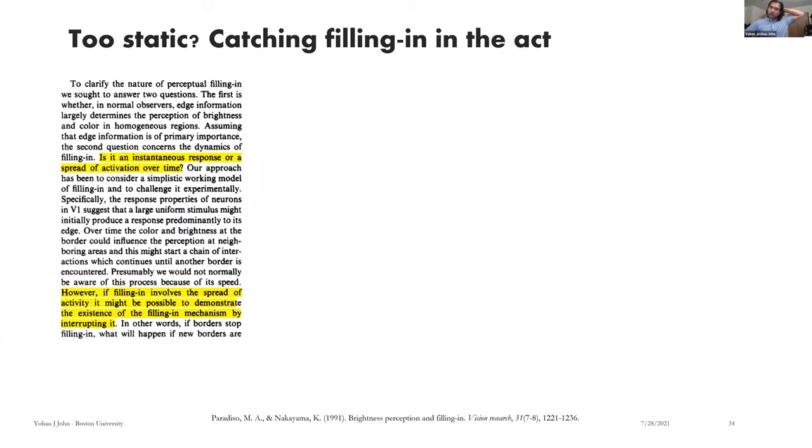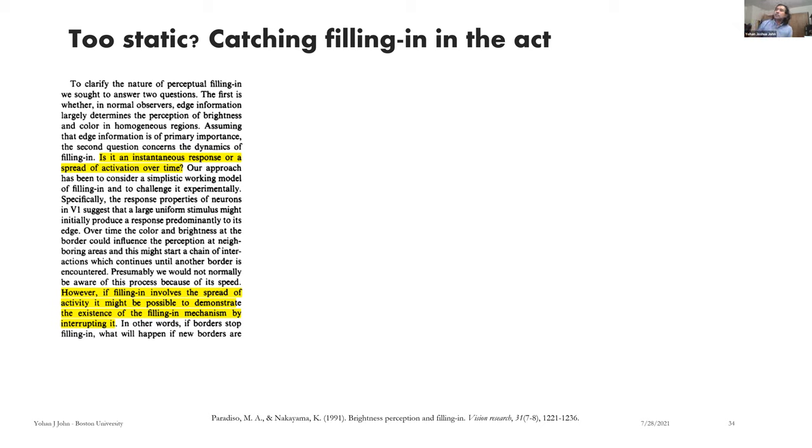Nico brought them up last time. So Ken Nakayama and it's Michael Paradiso, right? They looked at this and many people had been looking at this type of stuff, and there were other models out there. And they asked, well, how does filling in take place? Is it instantaneous or is there a spread of activation? And how can we create an experiment that can tell apart how exactly this happens and maybe catch filling in as it's happening?